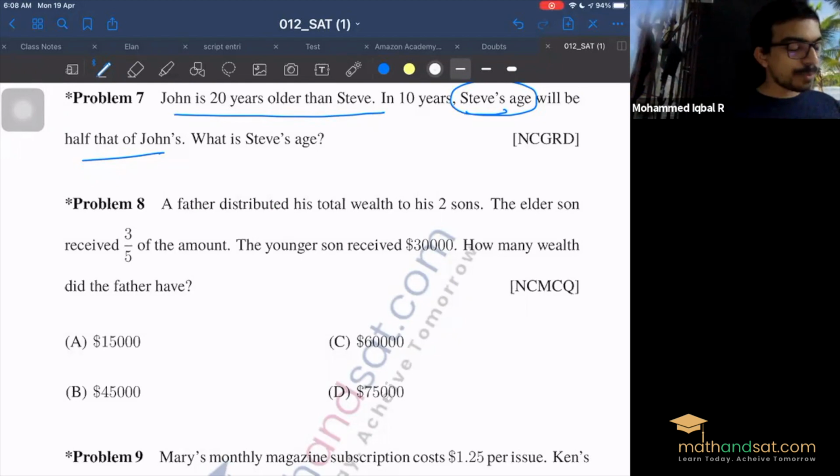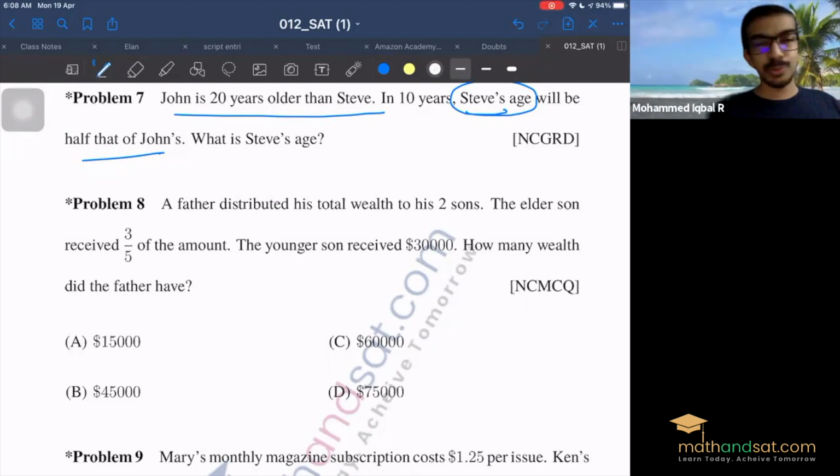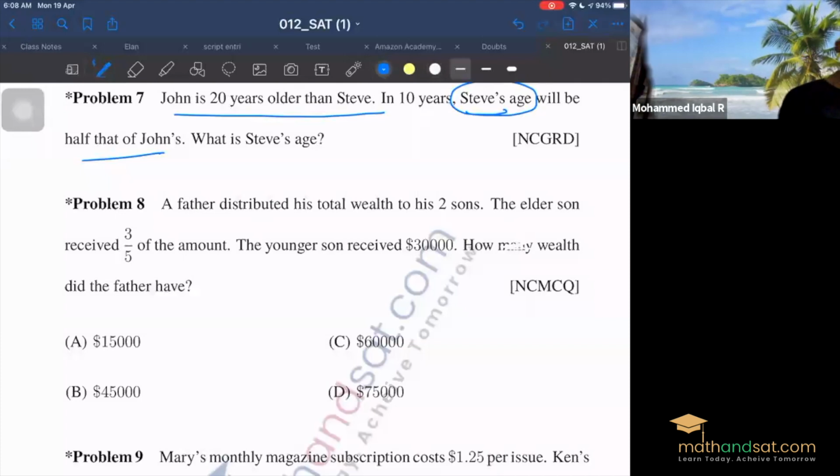A father distributed his total wealth to his two sons. The elder son received 3/5 of the amount. The younger son received $30,000. How much wealth did the father have? Okay, how much wealth did the father have? Okay, this is a much simpler problem. See, if you assume the father's wealth is X dollars, his total wealth is X.